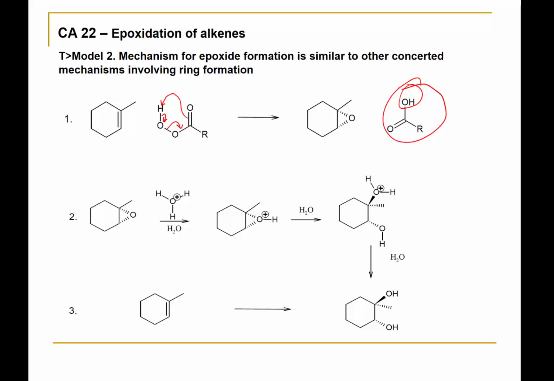So the next stage then is, well, how do we generate the epoxide associated with the ring? And this is similar actually to the formation of our halonium ions, for instance.